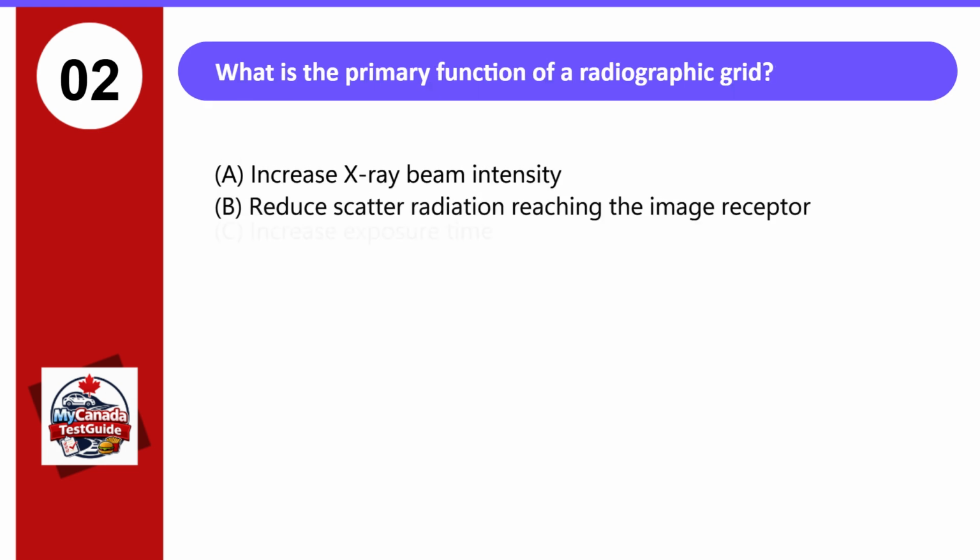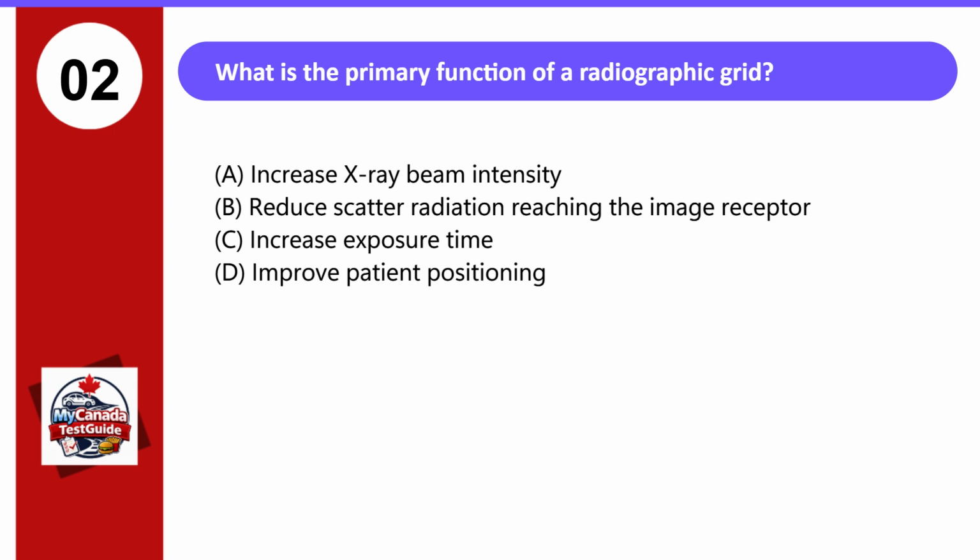What is the primary function of a radiographic grid? A. Increase X-ray beam intensity. B. Reduce scatter radiation reaching the image receptor. C. Increase exposure time. D. Improve patient positioning. Answer, B.